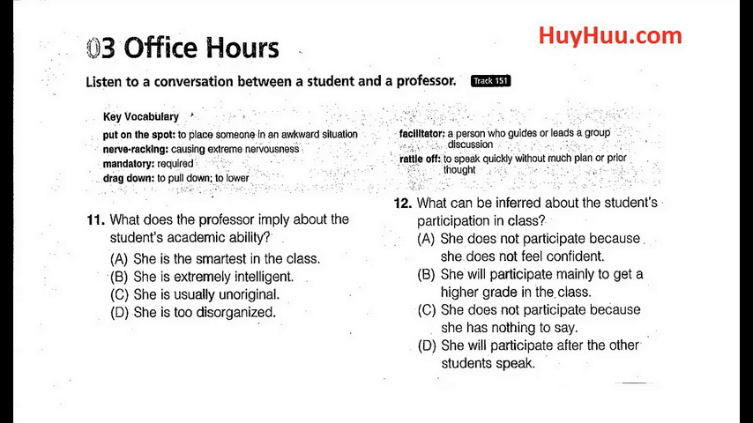Three. Office hours. Listen to a conversation between a student and a professor. Hi, Professor Mathis. Sheila, thanks for coming in. I don't expect this to take long, so don't worry. Okay. I'm sorry, but do you mind if I ask why you asked me to come? Have a seat. Look, the reason I wanted to talk to you is because I'm a bit concerned about your performance in our discussion section.